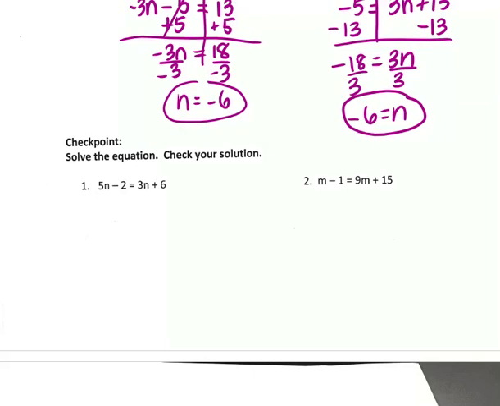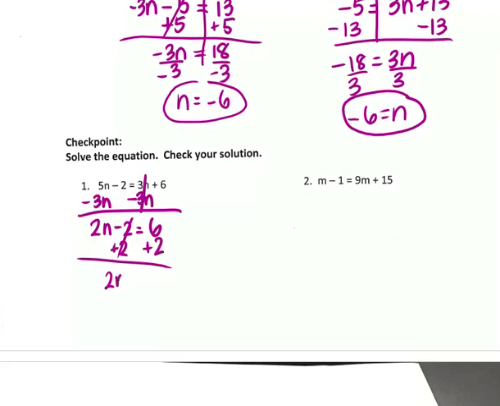Okay guys, so hopefully you've solved these 2 already. For the first one, I think let's move this 3n to the other side, so we're going to subtract 3n. 3n minus 3n is 0, 5n minus 3n is 2n, and bring everything else down. We have to add 2 to both sides, so we get 2n equals 8, and then divide by 2, n equals 4.